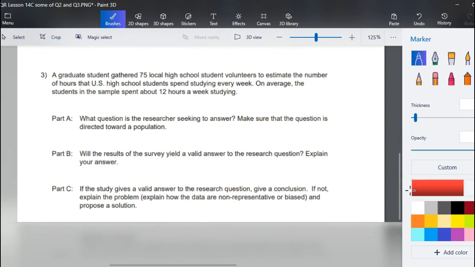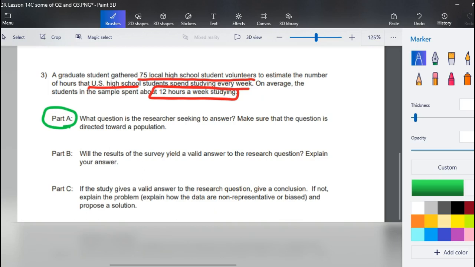Moving on, question 3. A graduate student gathered 75 local high school student volunteers to estimate the number of hours that United States high school students spend studying every week. On average, the students in the sample spent 12 hours a week studying. Part A. If you haven't already, hit pause, spend some time thinking and reflecting on these questions, and then come back and we'll talk about part A.